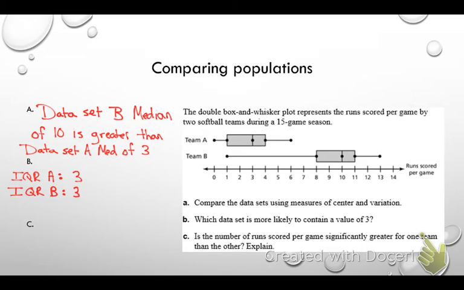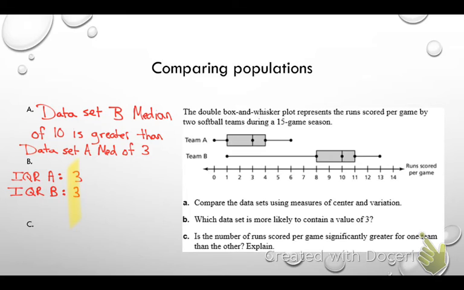Is the number of runs scored per game significantly greater for one team than the other? Well, in order for something to be significant, does anybody remember what has to be true about the difference of the median? What has to be true about it, Zach? I couldn't have said it better myself. 2 times the greater of the 2 IQRs. And in this case, the IQR is the same number.